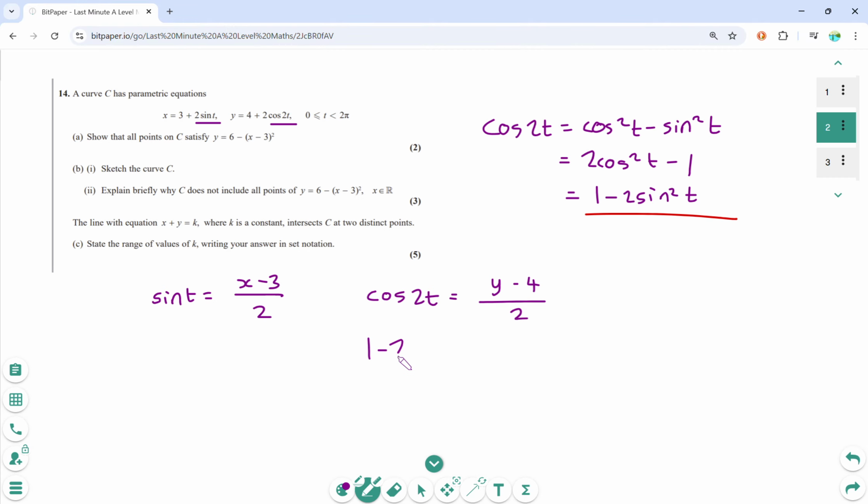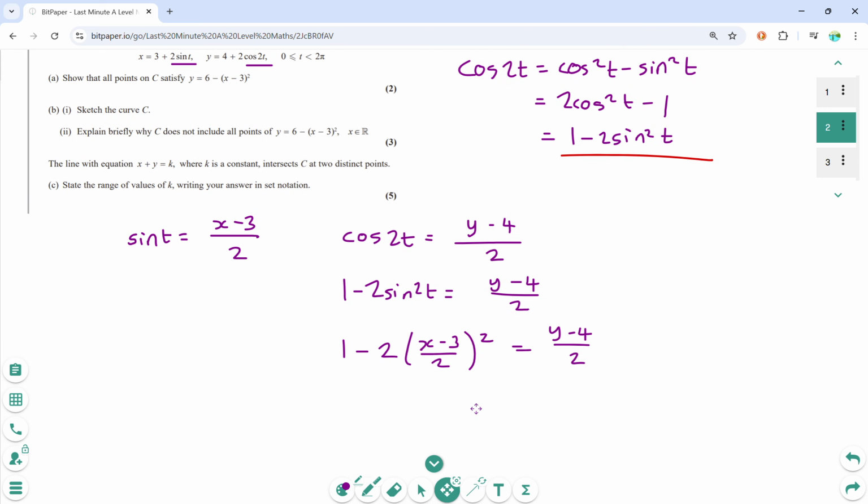So we replace this: 1 minus 2 sine squared t is (y minus 4) over 2, and sine t is (x minus 3) over 2. So we can see if we want to get rid of t, we've got sine squared, we've got sine t here, so we can replace the sine squared by this squared. So if we sub that in, it's 1 minus 2 lots of ((x minus 3) over 2) squared is (y minus 4) over 2. And then, as always, we just expand and simplify.